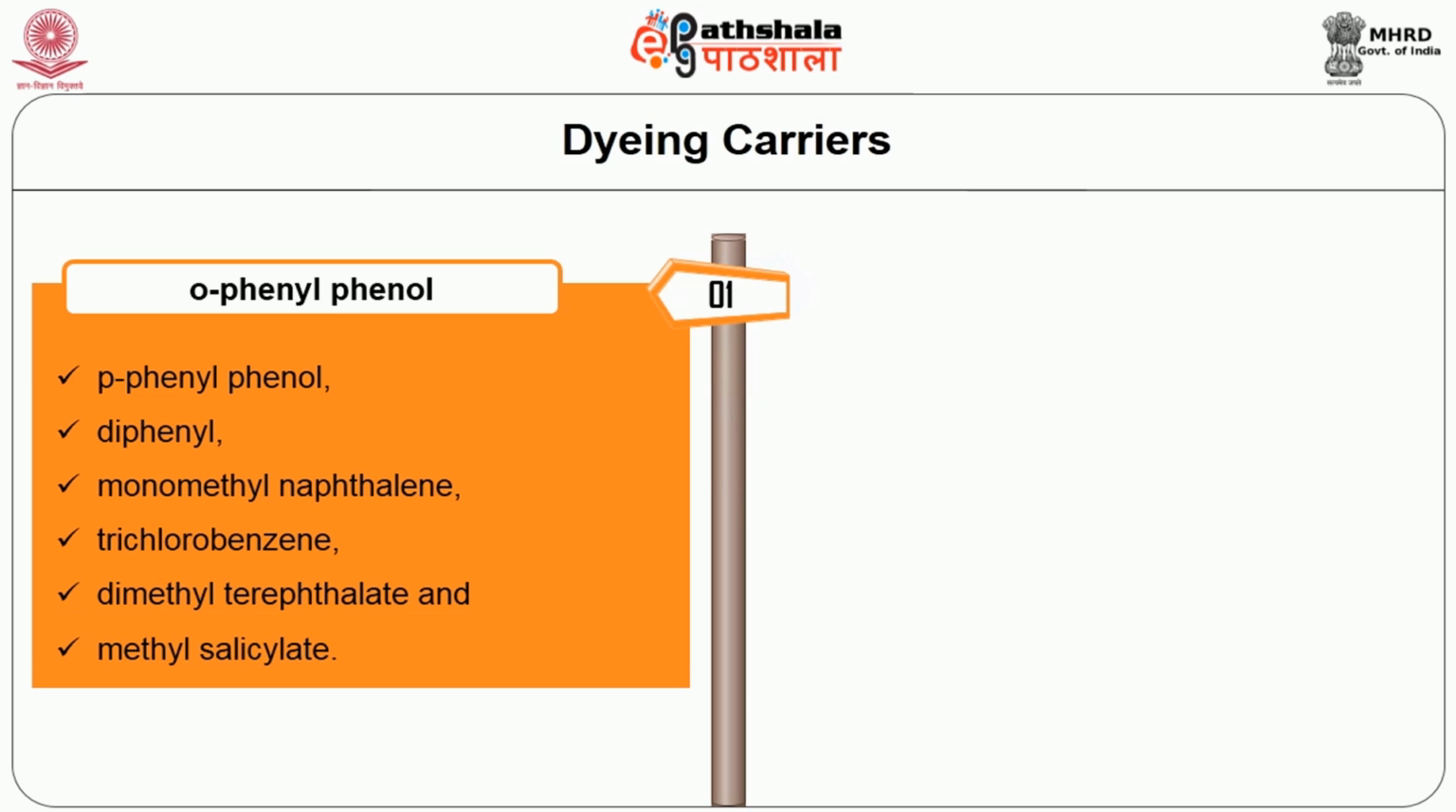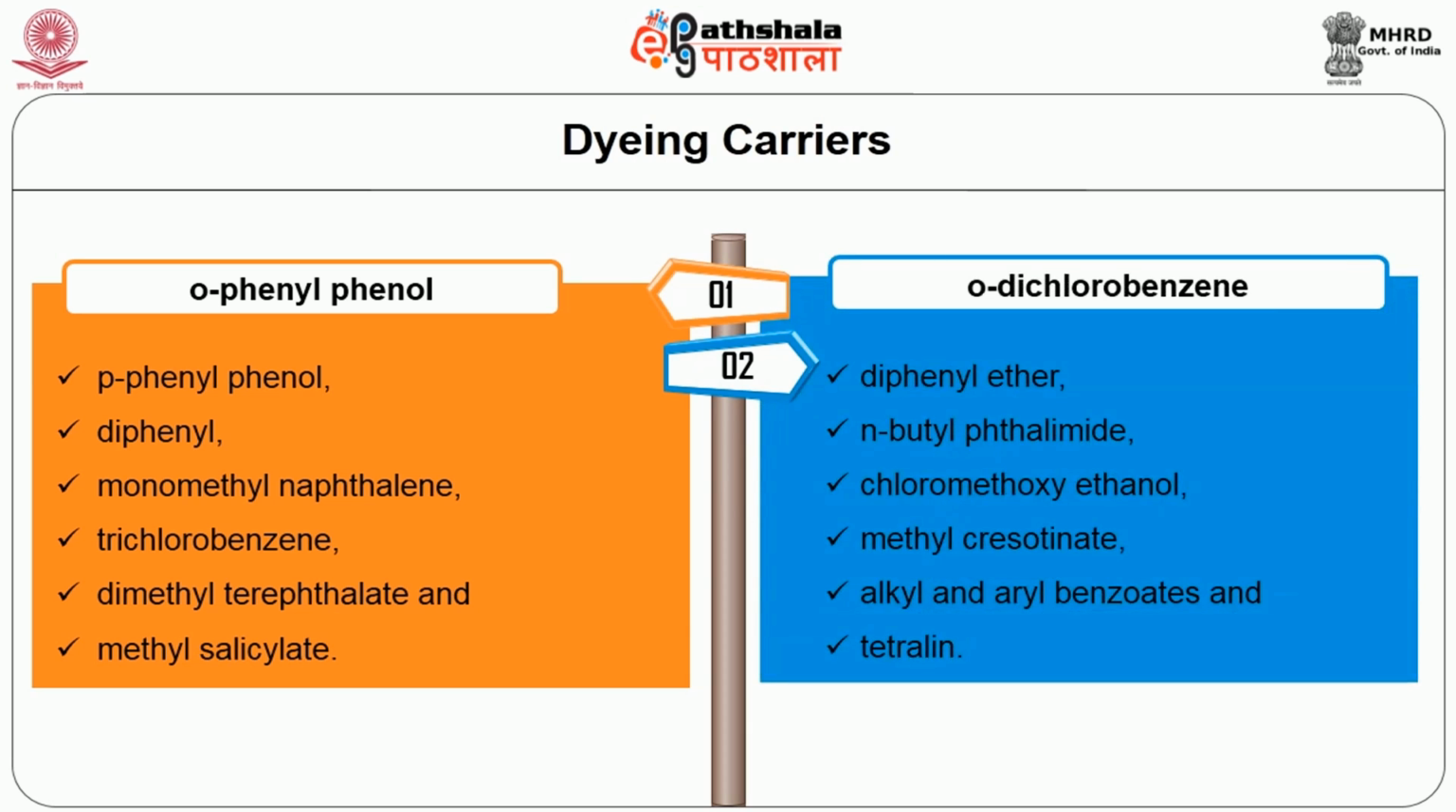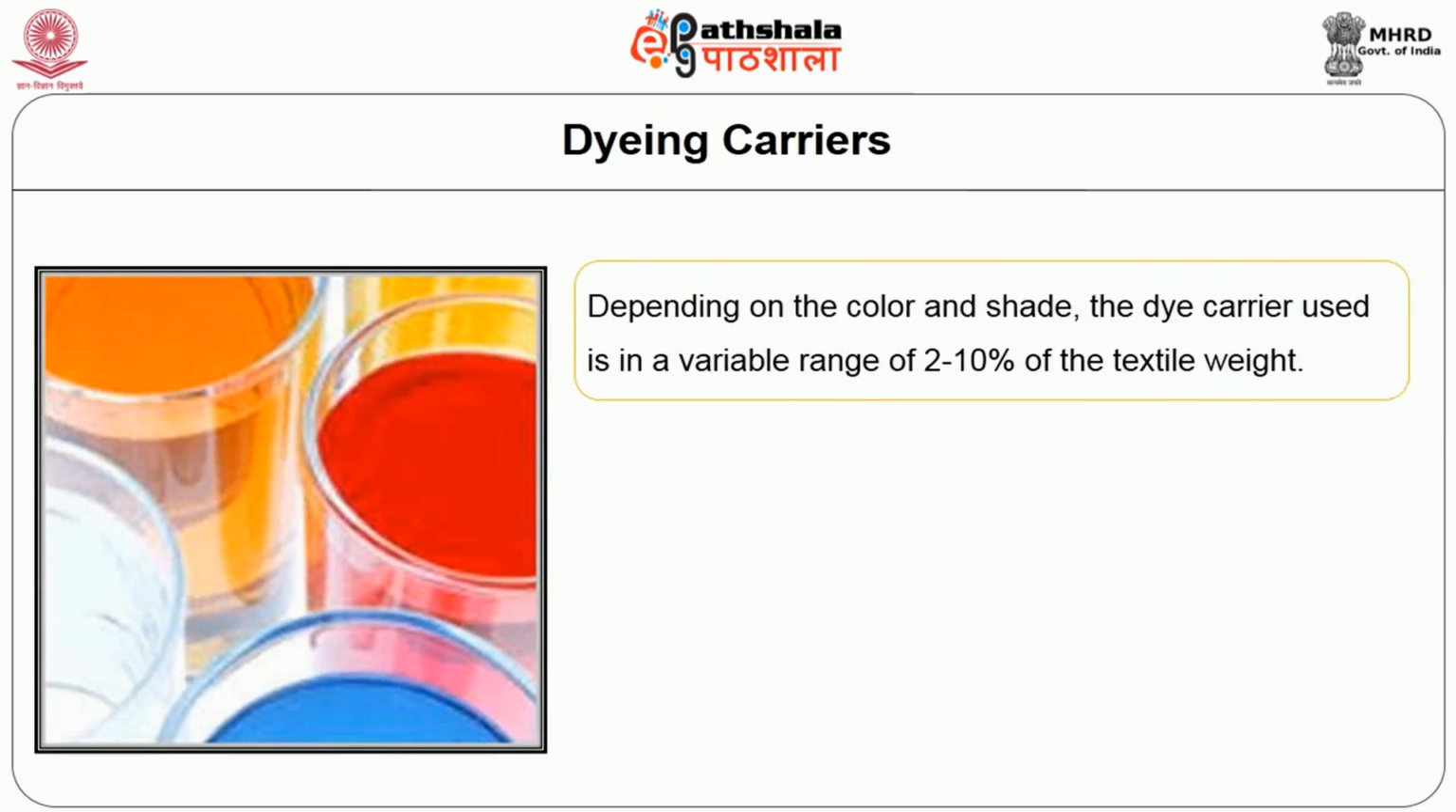Some of the good dye carriers are O-phenylphenol and its monochloro derivative, P-phenylphenol, diphenyl, monomethyl naphthalene, trichlorobenzene, dimethyl terephthalate, and methyl salicylate. Other dye carriers in common usage are O-dichlorobenzene, diphenyl ether, N-butyl phthalimide, chloromethyl crotonate, alkyl and aryl benzoate, and tetralin.